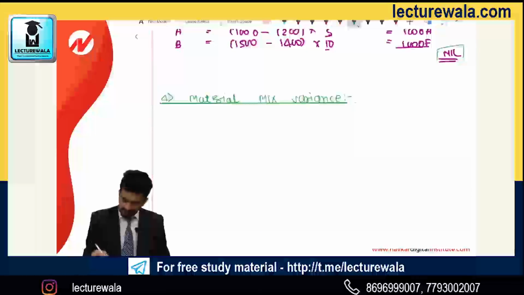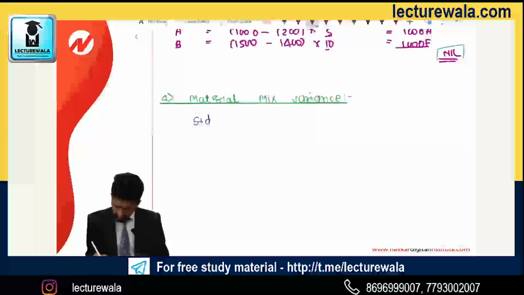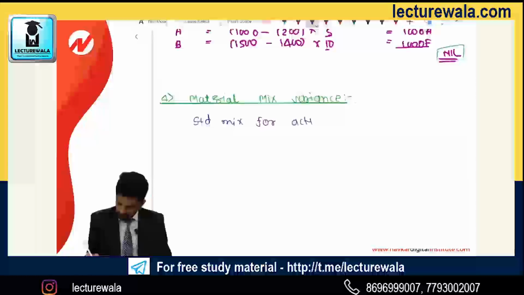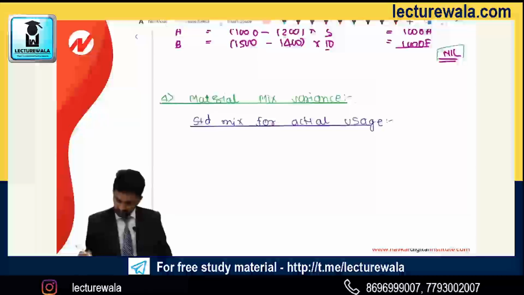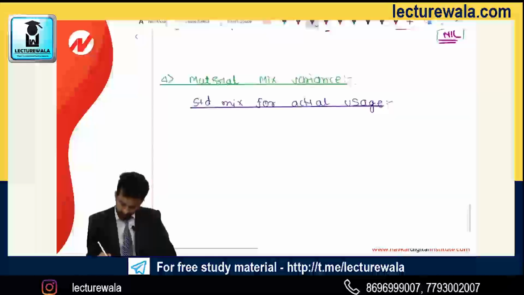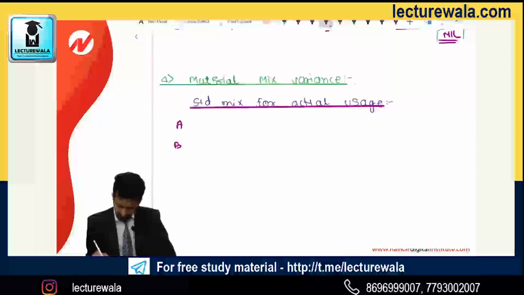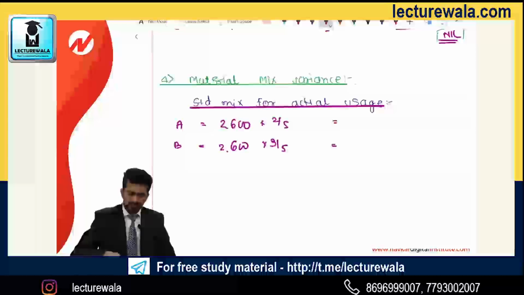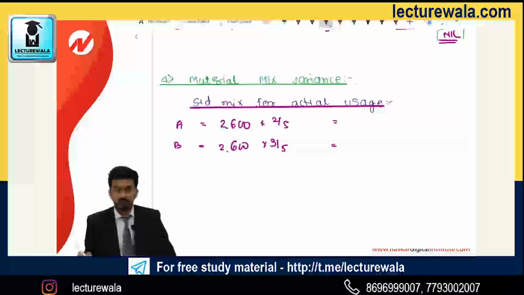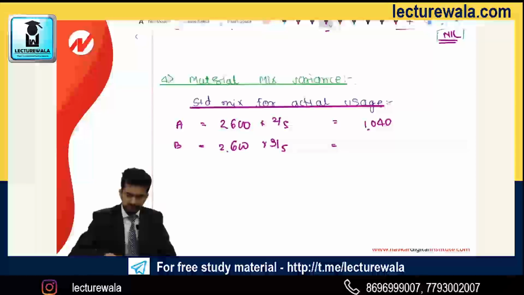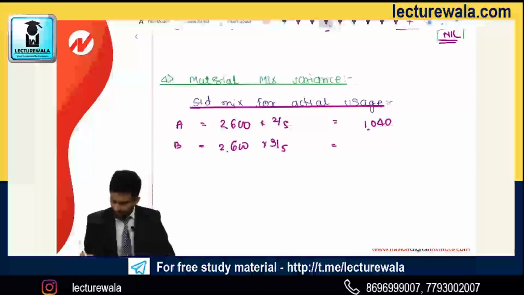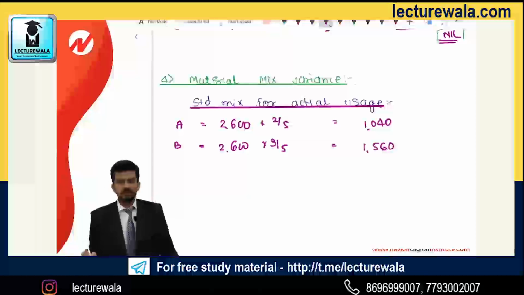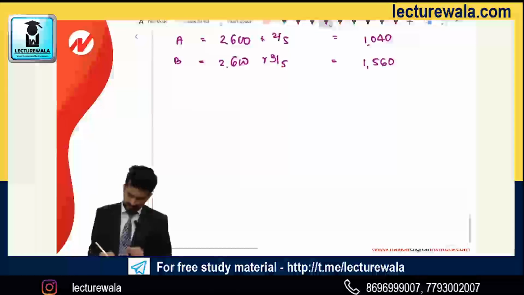So first of all, we are trying to calculate the standard mix for actual usage, in that, A and B. 2600 was used, into 2/5 and into 3/5. So 2600 into 2/5, you should have used 1040, and 2600 into 3/5, you should have used 1560. And now let's calculate variances.